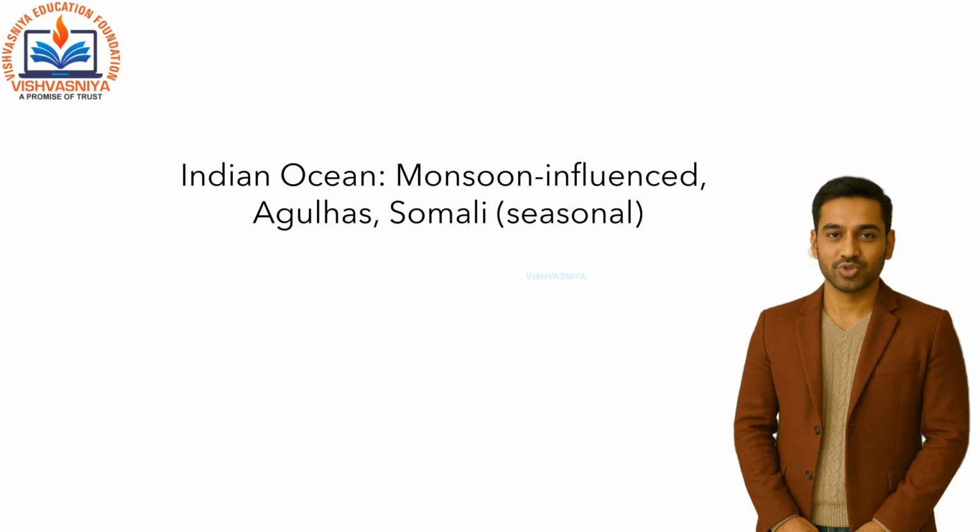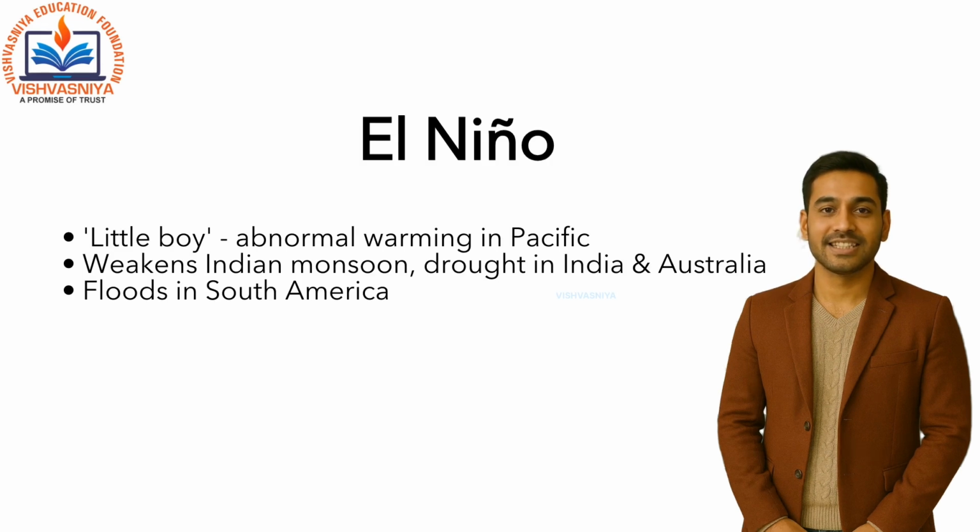Indian Ocean, strongly influenced by the monsoon winds. Warm: Agulhas Current, Mozambique Current. Cold: West Wind Drift, seasonal Somali Current. Seasonal drifts: Southwest Monsoon Drift and Northeast Monsoon Drift along India's coast. These are opposite phases of the El Nino Southern Oscillation, ENSO.